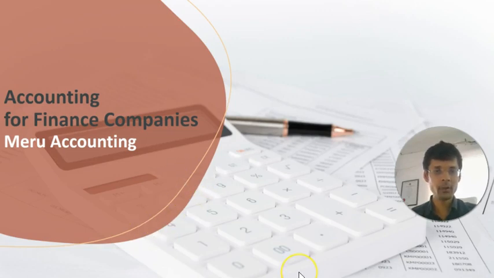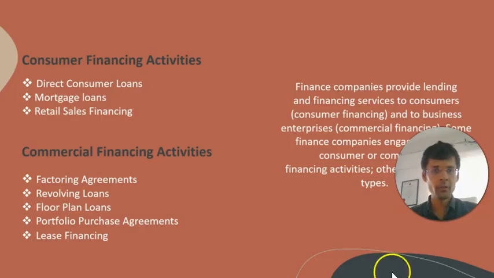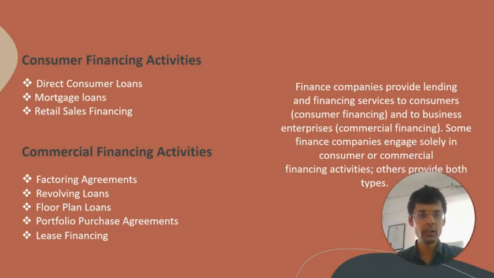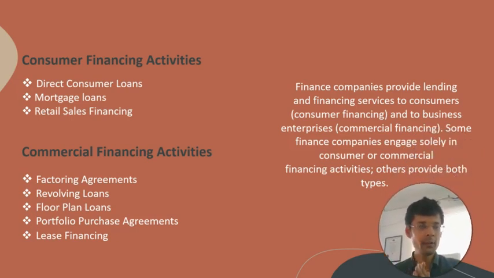So, in this presentation, I'd like to explain how we typically do bookkeeping for financial companies and how we ensure accurate books of accounts for them. Bookkeeping for financial companies mainly includes these parts. It can be for direct consumer loans, mortgage loans, retail financing. It can be for factoring as well as revolving loans and various other types of loans.